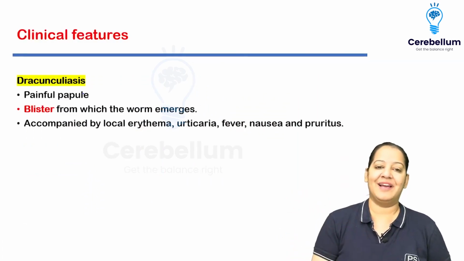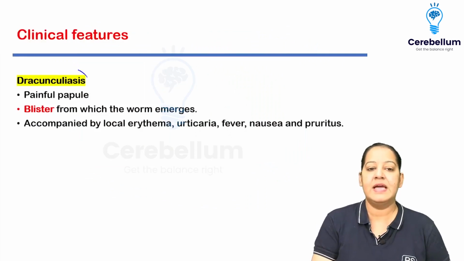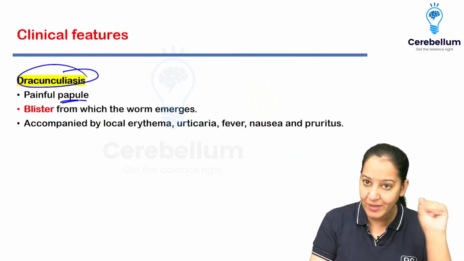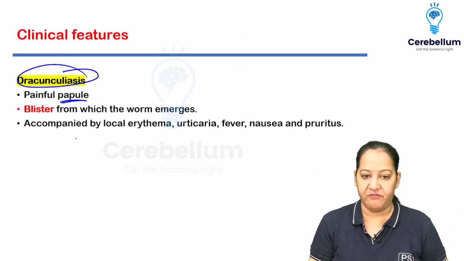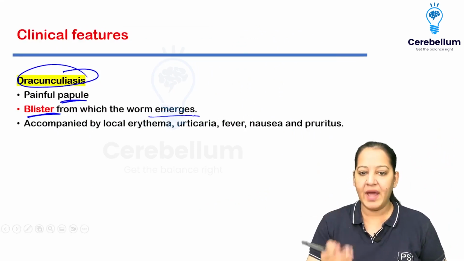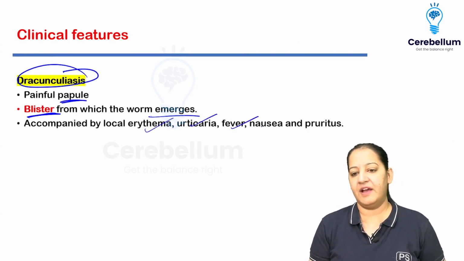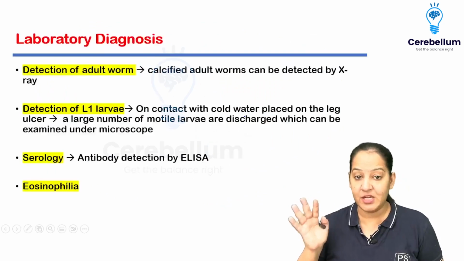Now coming on the clinical feature. In the clinical feature, it causes a disease. This disease is known as dracunculosis. In the dracunculosis, a papule is there. First, a papule is formed that will rupture and a blister will form. A blister is formed that is painful, from which the worm can emerge, right? And there is local erythema, urticaria, fever, nausea, pruritus is there. So this disease is known as dracunculosis.